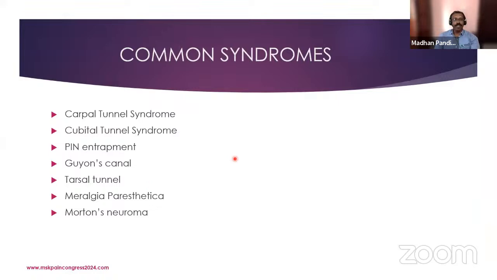Now, what are the common syndromes? As you all know, the commonest is carpal tunnel syndrome, there is cubital tunnel syndrome, that is ulnar nerve entrapment. Then the pin entrapment, that's a posterior interosseous nerve entrapment, Guyon's canal, tarsal tunnel, meralgia paresthetica, which is entrapping the lateral femoral cutaneous nerve, and Morton's neuroma. Today, I'm going to discuss only a few syndromes like carpal tunnel, cubital tunnel, pin entrapment, and meralgia paresthetica, because I understand it's a lot difficult to take for particularly postgraduates and beginners in pain medicine.